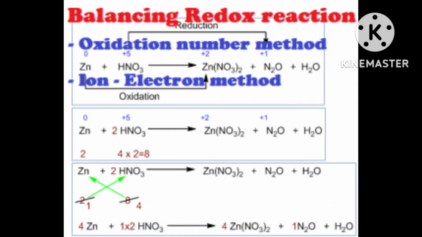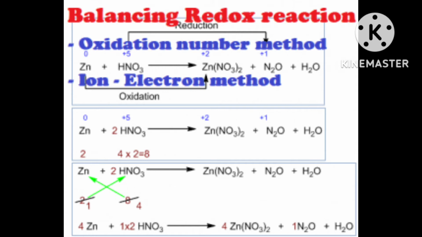SO3, on the left side, the reactant side, is SO3 2 minus. The oxidation number of oxygen is minus 2, so in SO3, each oxygen is minus 2, that means 3 into 2, 6, minus 6. The total coefficient is 3, then 6 into 3, 18 negative charge in the sulfite.